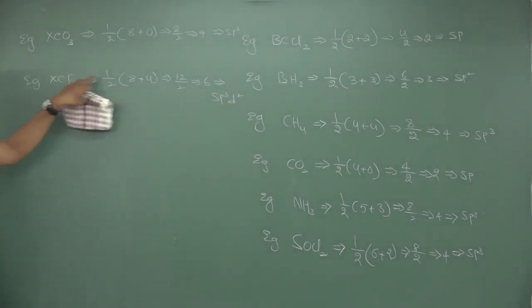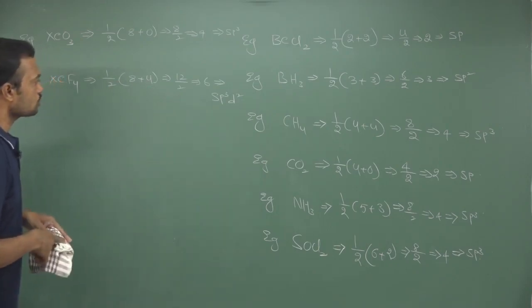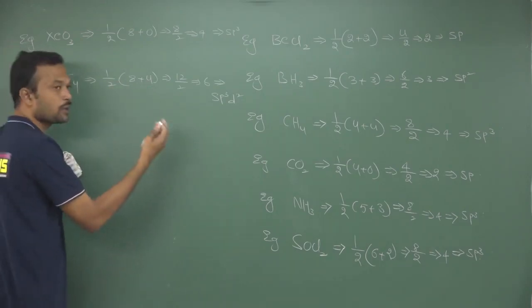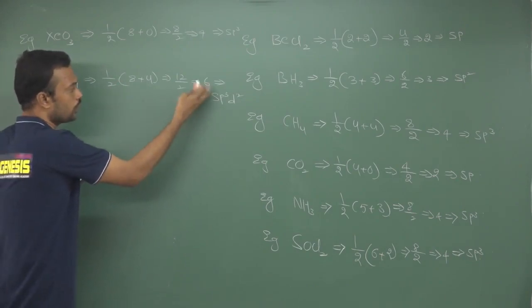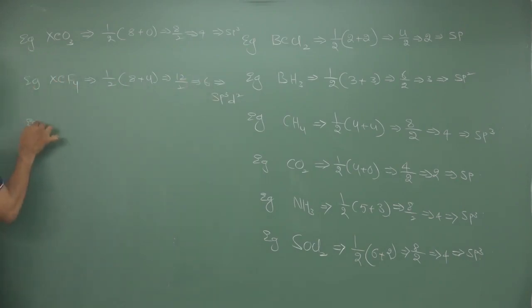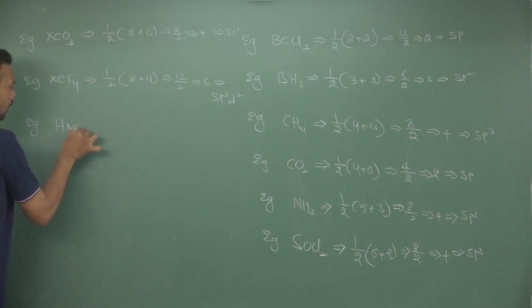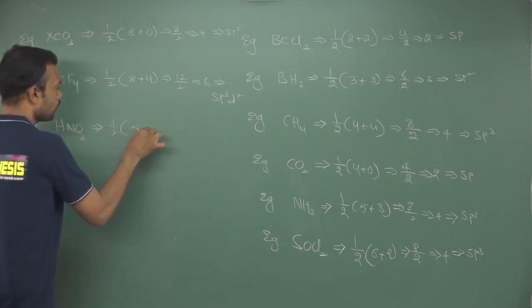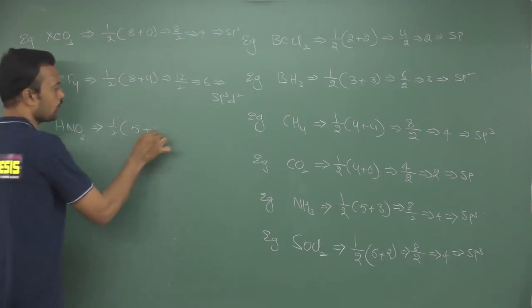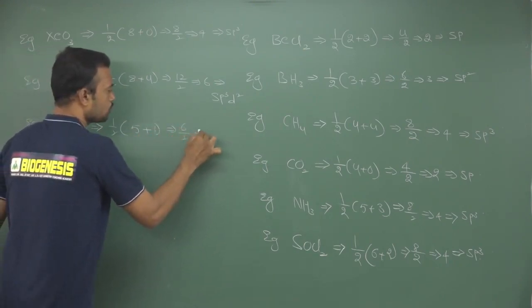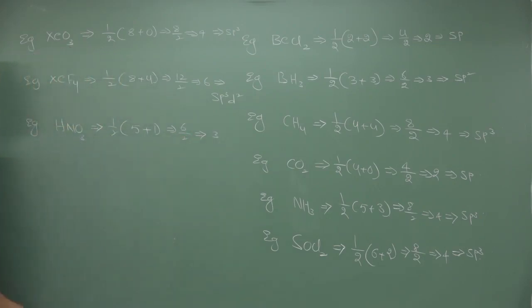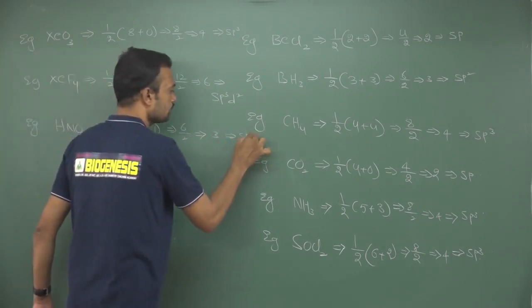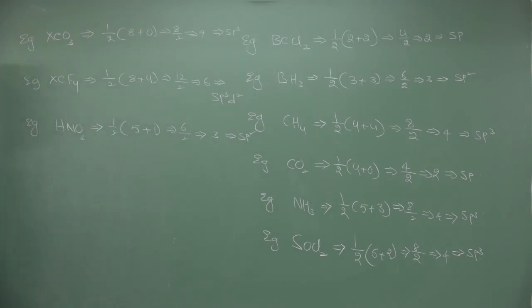sp3d2, here 2 lone pairs are present. So if you want the accurate structure, that is square planar, though you can also expect a parent structure of square bipyramid like that. Okay. So here I am taking HNO3, nitric acid. So 1 by 2, 5 plus, how many monovalent atoms are there? Only 1. So 6 by 2, that is 3, which means the hybridization is sp2. Okay. So here I am taking a cation.